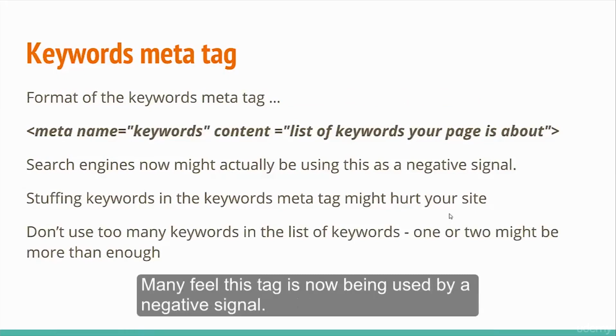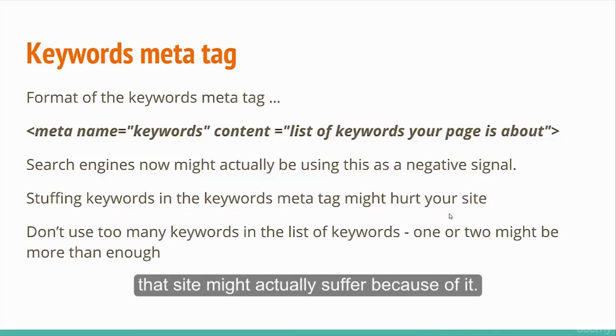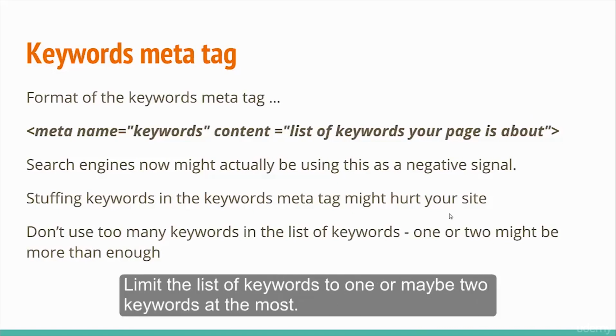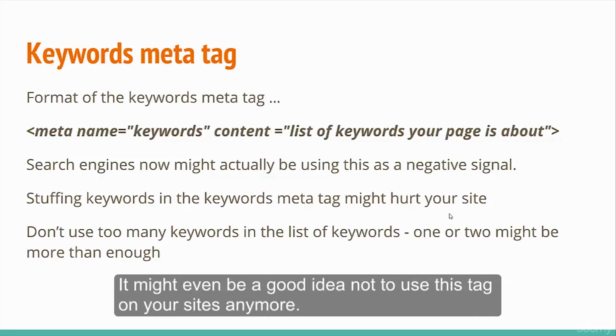Many feel this tag is now being used as a negative signal. In other words, if search engines see that a certain site has a lot of keywords in the keywords meta tag, that site might actually suffer because of it. This is a tag you will want to use with caution. Limit the list of keywords to 1 or maybe 2 keywords at the most. Do not use too many keywords in the list of keywords. It might even be a good idea not to use this tag on your sites anymore.